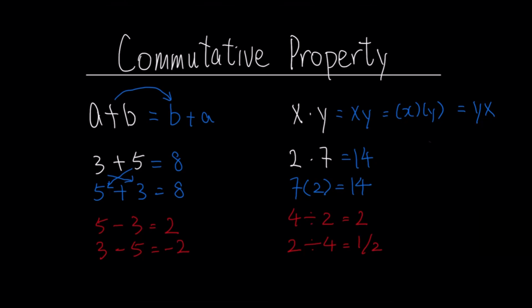So just remember, the commutative property for addition and multiplication tells you that the order of addition or the order of multiplication does not matter. You are still going to get the same result.